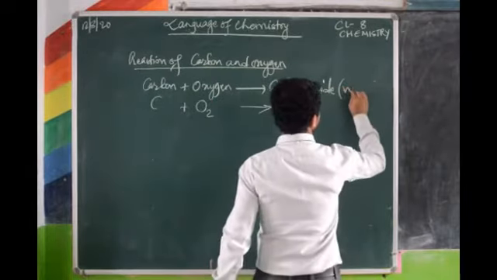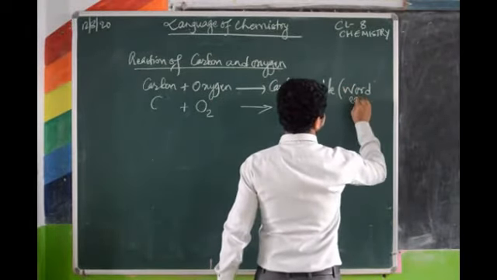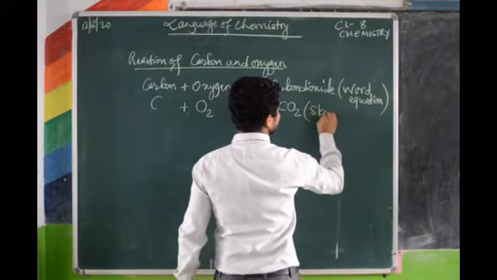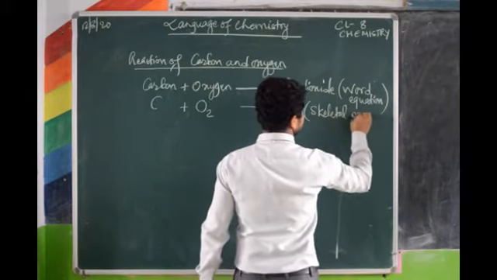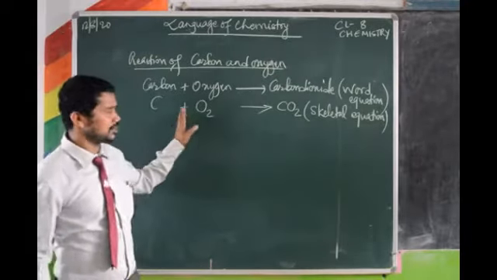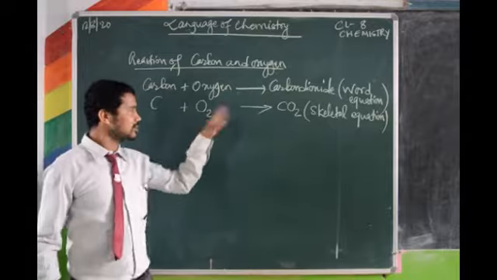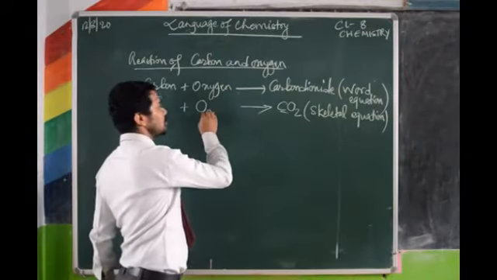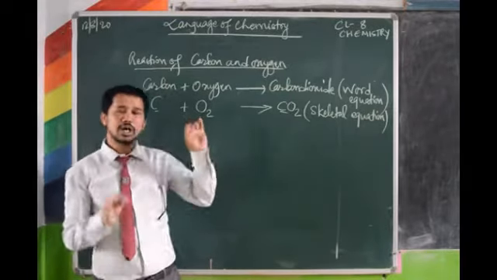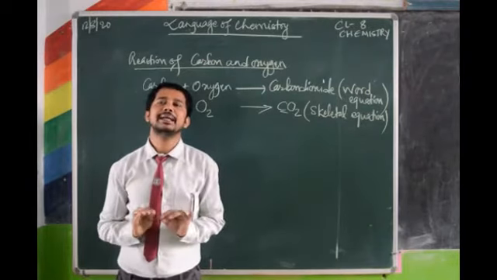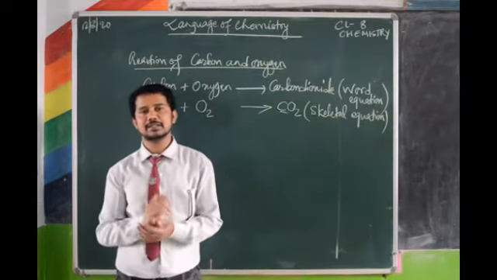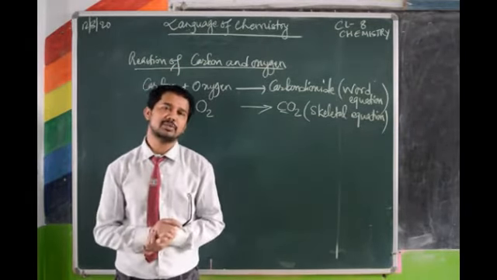This is the word equation. And this is the skeletal equation. Here, the skeletal equation is balanced: one carbon, two oxygen, hence it is balanced. So no need to balance. That means some of the skeletal equations are balanced equations, and most of the skeletal equations are unbalanced.